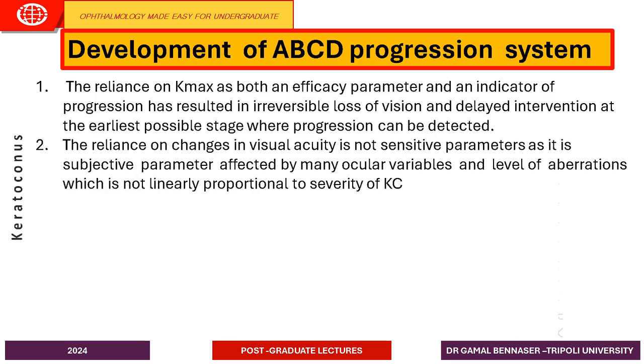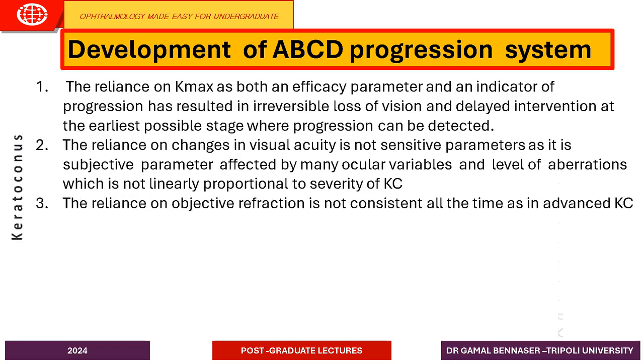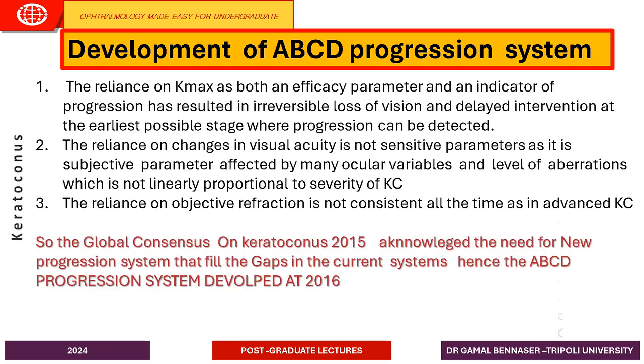Also, the reliance on changes in visual acuity is not a sensitive parameter, as it is a subjective parameter affected by many variables, and also affected by the level of aberrations the patient suffers. And as you know, the level of aberration in keratoconus is not linearly proportional to the severity of keratoconus. Sometimes you have a very mild keratoconus with very significant aberrations, and sometimes you have advanced keratoconus with minimum aberrations. Another thing is that the reliance on objective refraction in the old system is not consistent all the time, especially in advanced cases of keratoconus, where it will be impossible to get the refraction of the patient.